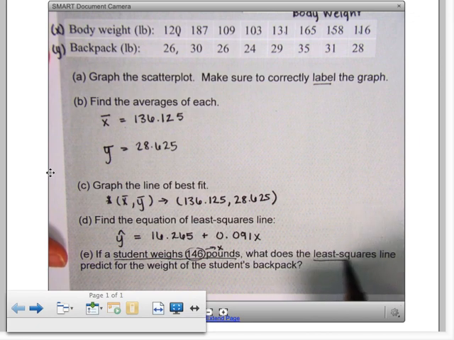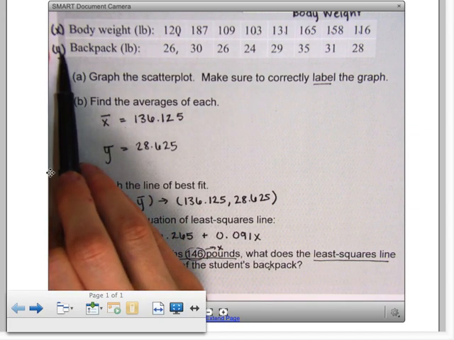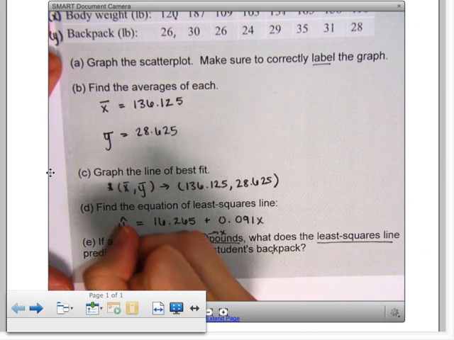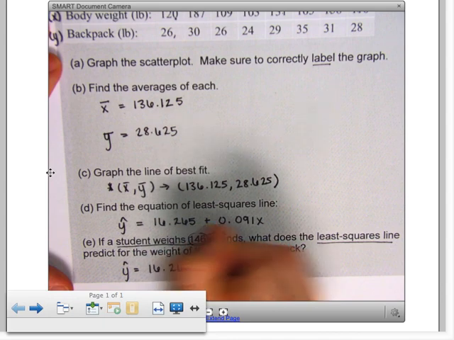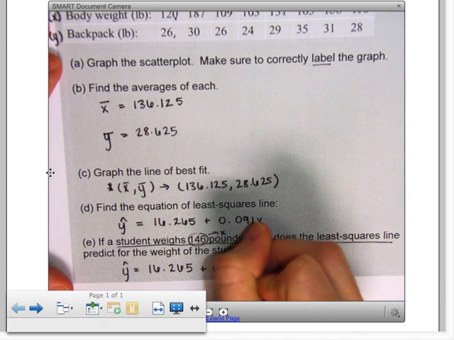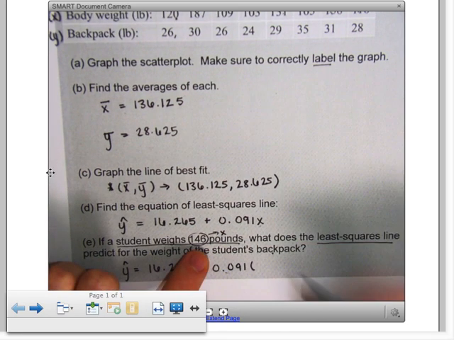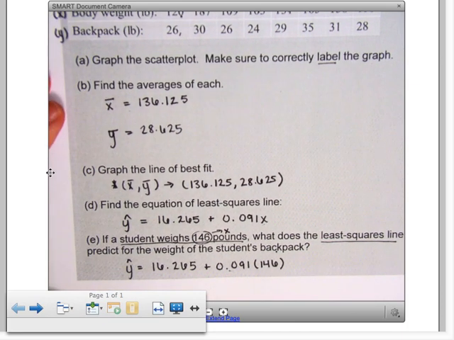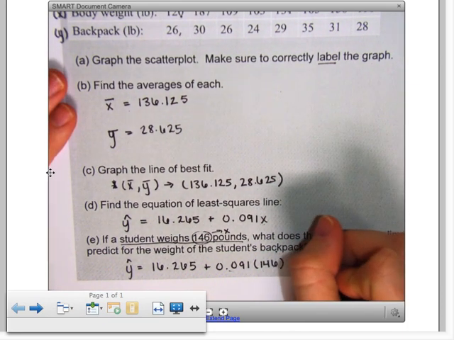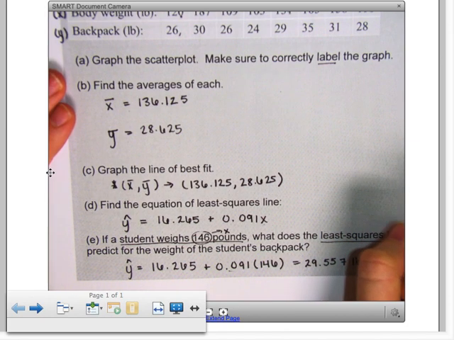It says the least squares line, so we're using this equation here, to predict for the student's backpack. So up here we know backpack is y, so we're solving for y. So we're going to have that y equals 16.265 plus 0.091. This is just this equation here, but instead of an x, we know x is 146. Okay, so plug that into your calculator, you should get 29.557 pounds.